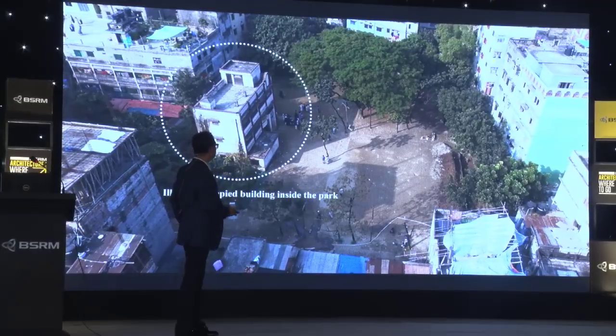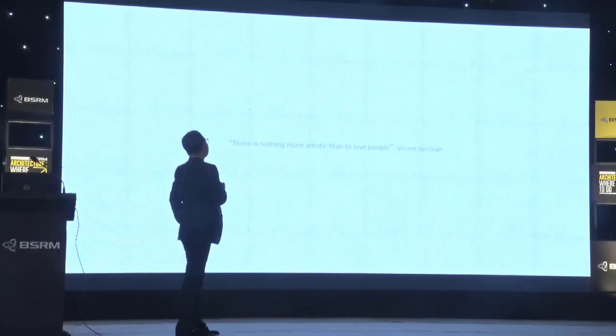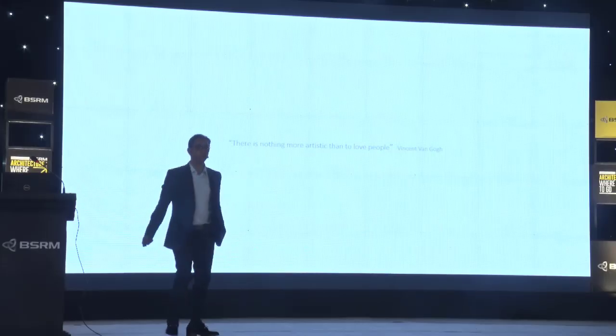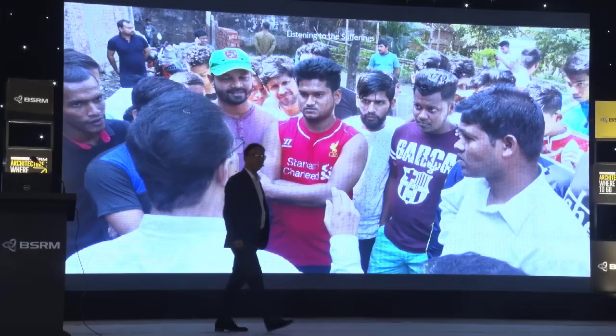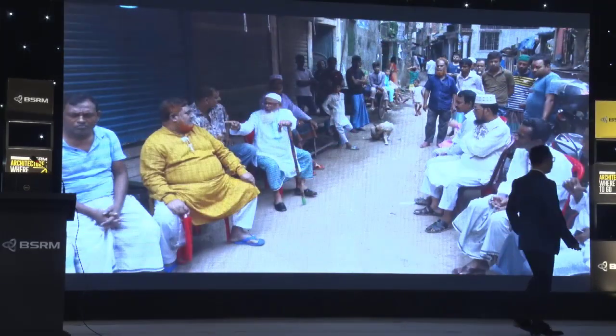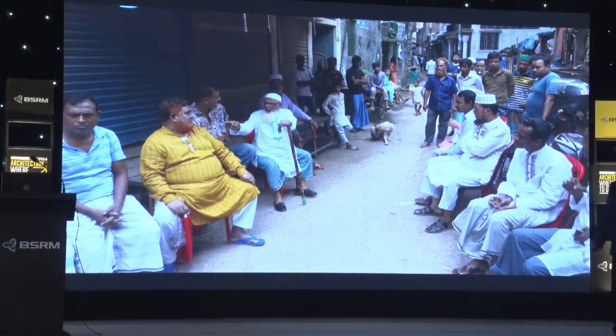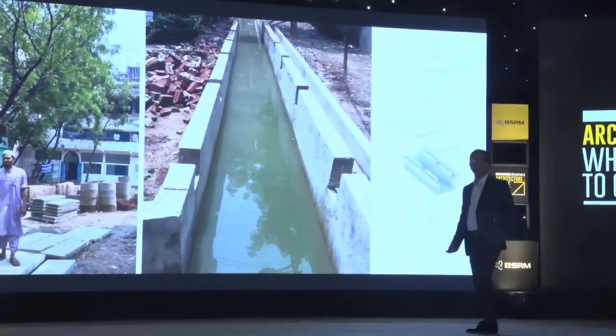and look inside. But we have wonderful trees, and we have this building at least we can utilize. Why not? And there is nothing more artistic than to love people, Van Gogh says. And we started talking to people, the young people, mid-age people, old people, and learning from them and discussing with them how to come up solutions.